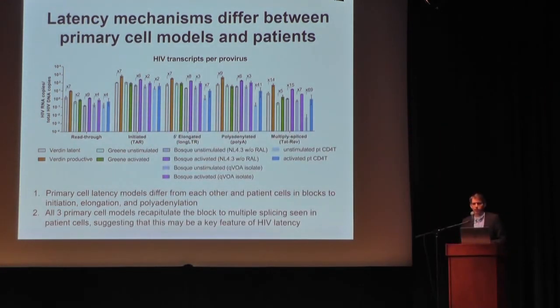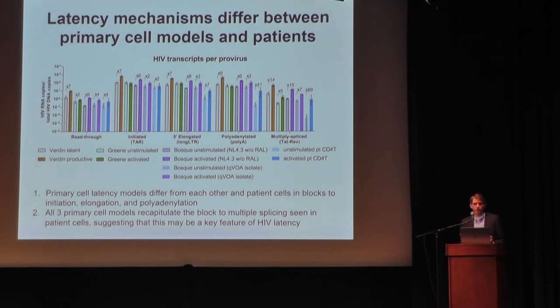And in each case, we had latent cells from the model, and we had productive or activated cells from the model. And in all of those, we measured the levels of our different HIV transcripts. And so here, the y-axis shows the levels of each HIV transcript per HIV DNA. So that corrects for differences in infection frequency, gives you the HIV transcripts per provirus. The x-axis shows our different transcripts, and it's a lot of data, but basically what we saw is that all these models are different from each other and from patients.